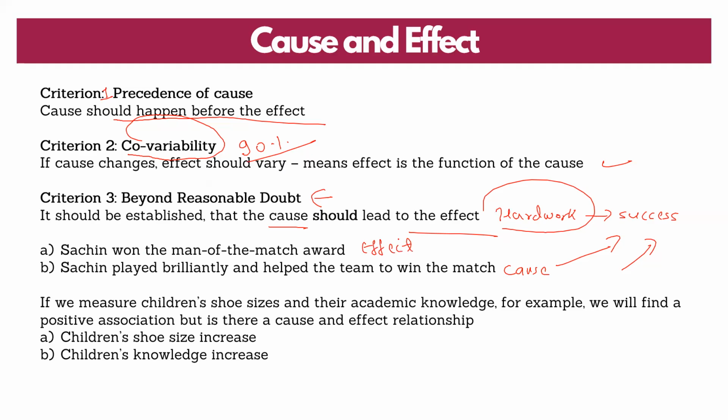Let me now apply covariability because that will tell me. Sachin played brilliantly and helped the team to win the match. Let me vary it. How can I vary it? By negating it. So let me negate. Sachin did not play brilliantly. Now, if Sachin did not play brilliantly, then will he win the Man of the Match award? If I vary my cause, automatically you will see that the effect is getting varied. So this covariability is also fulfilled. So there is a cause and effect relationship. I can be 90% sure now.